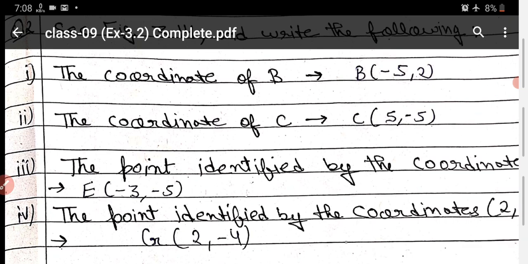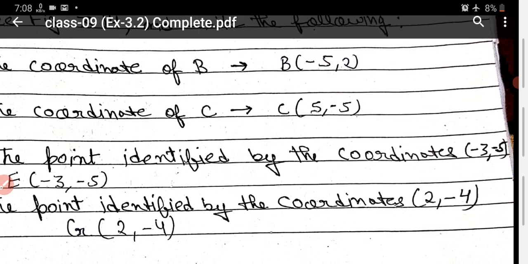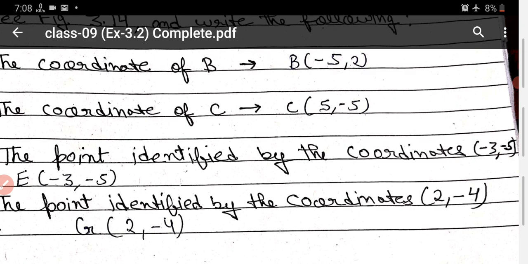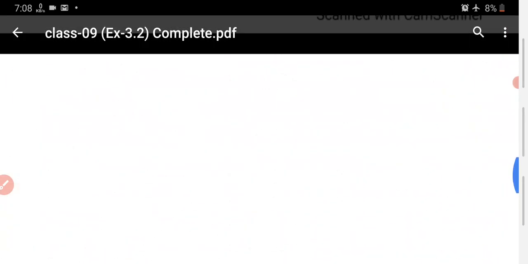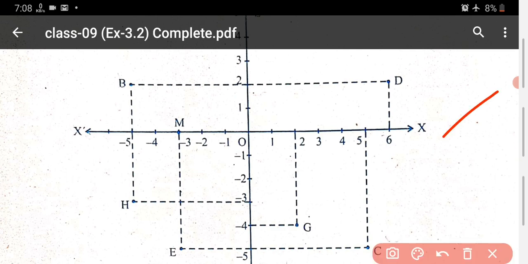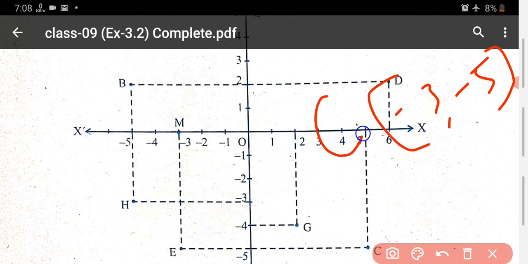Now the next question: the point identified by the coordinates -3 comma -5. Here the coordinates are given, but the point is not given. The coordinates are -3 comma -5, but the name of the point is not given, so you have to identify the name of the point. The -3 value is on the x-axis, so come to -3 on the x-axis, and on the y-axis you have to move to -5. Move on the y-axis to negative: negative means downside, positive means upside. When you come here to -5, what is the point? The point is E. So you have to write: the point identified by the coordinates -3 comma -5 is E.